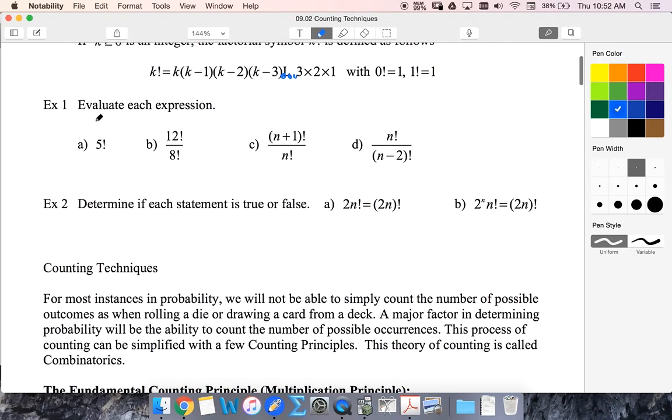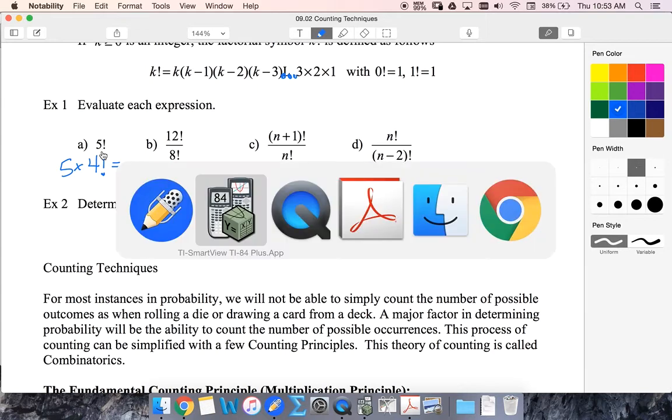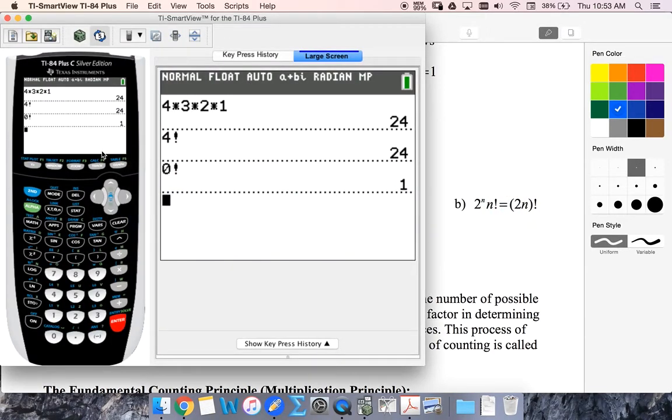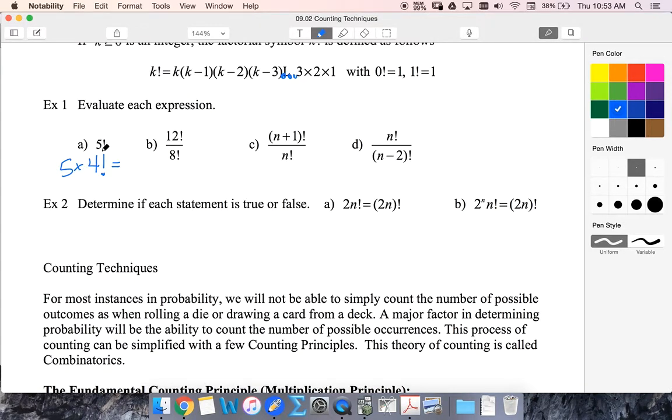And the thing that's really nice about factorials is that when we have them in fractions, they cancel. So 5 factorial is 5 times 4 times 3 times 2 times 1. So that's the same as 5 times 4 factorial. So I've already calculated that 4 factorial is 24, so I can just do 24 times 5, and I get 120.